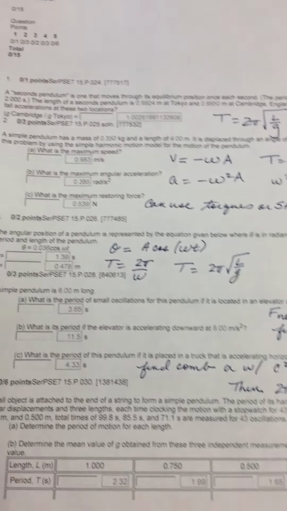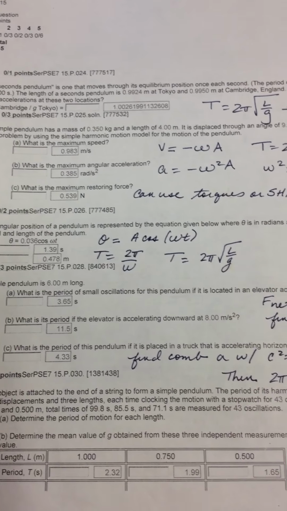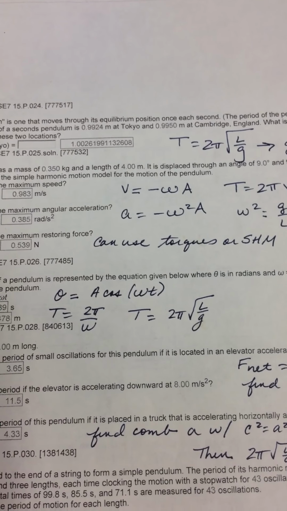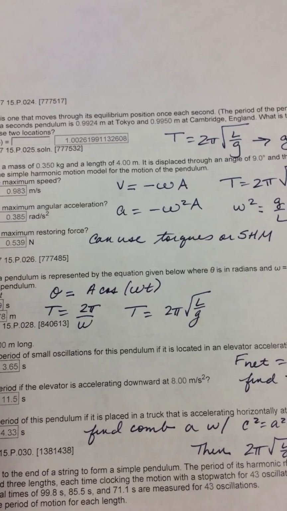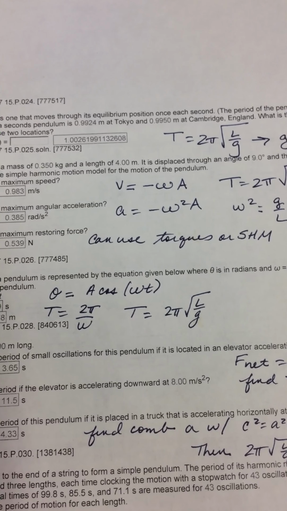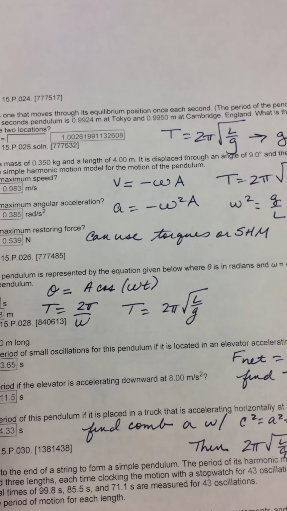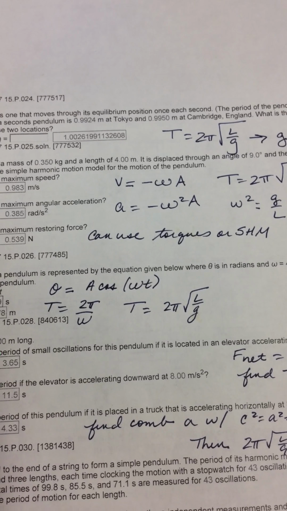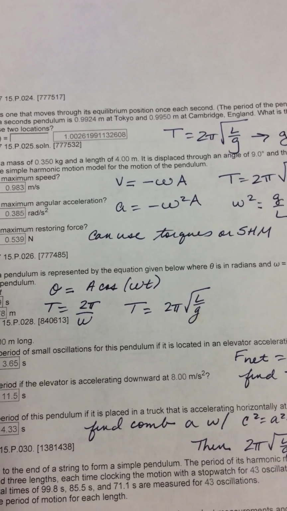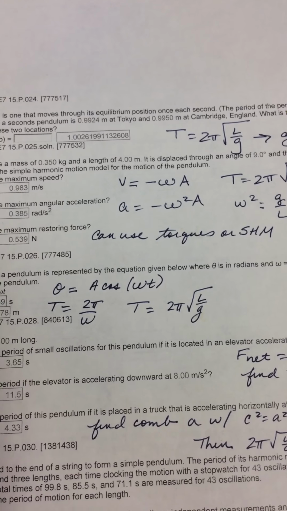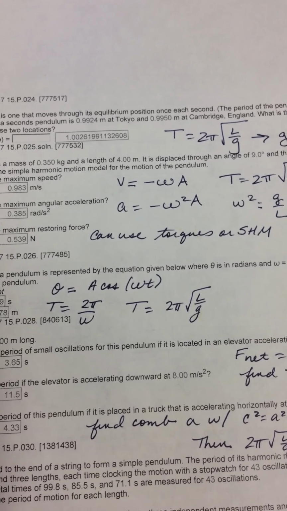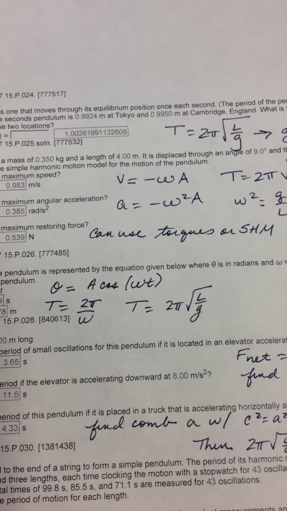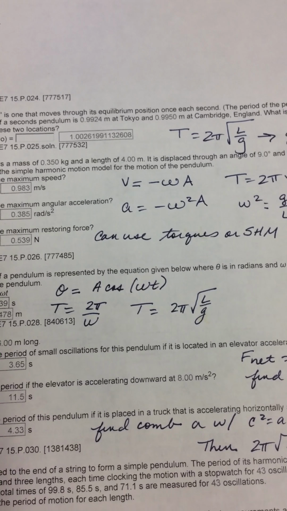Okay, number 3, angular position of a pendulum. The angular position of a pendulum is represented by your equation. You're given your equation and asked to determine period and length. Oh, that's not so tough. They give you everything you need right there. Just go ahead and plug and chug. You should be good to go with the relationships that we've got jotted down here for you.